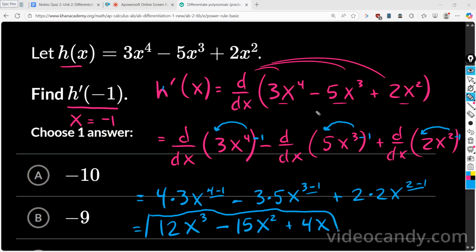Now, do you need to write all this every time? Absolutely not. I would have just went right to this function here, moved the 4 out front, and did minus 1. Move the 3 out front, minus 1. Move the 2 out front and do minus 1. And then you would end up with the same thing. All right. And now we have to plug in -1. So let me make some room here.